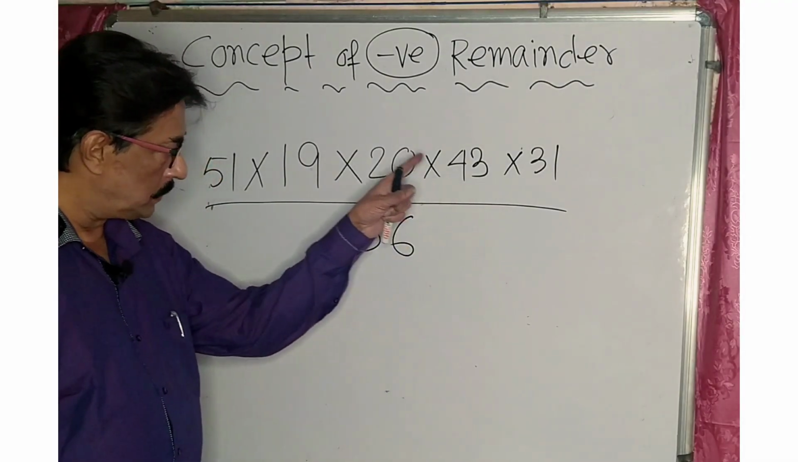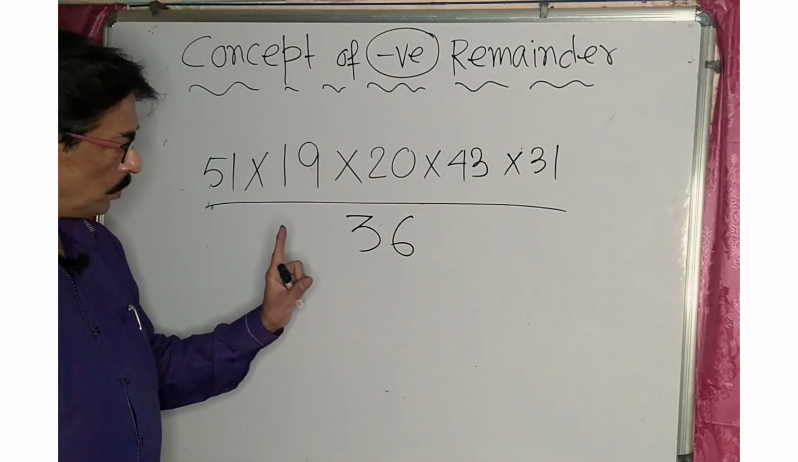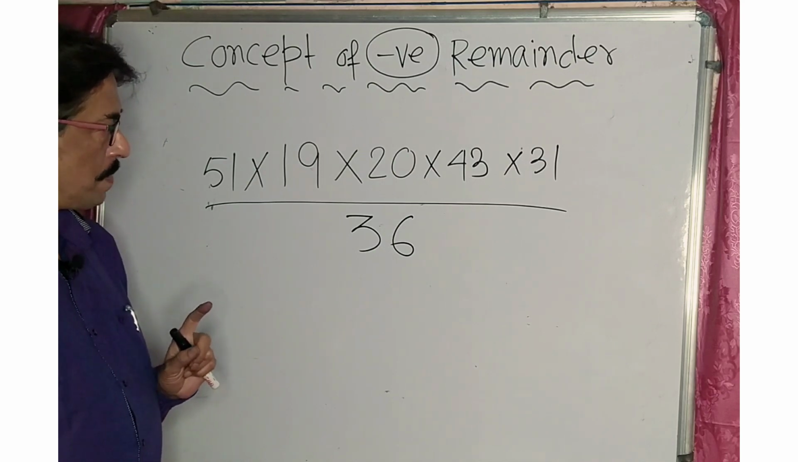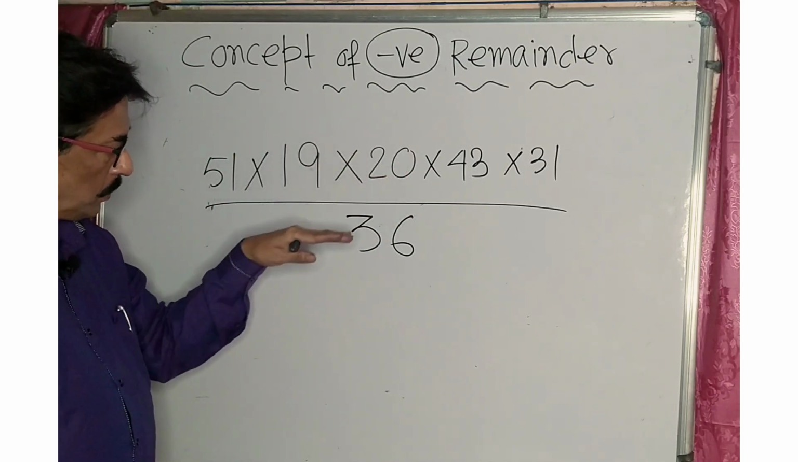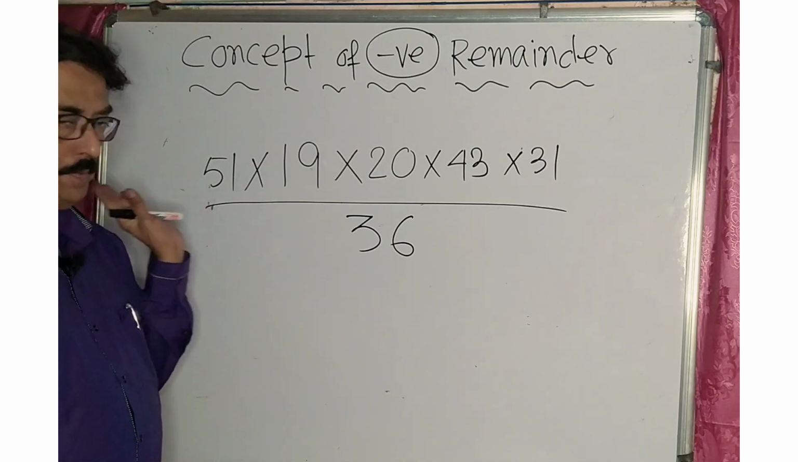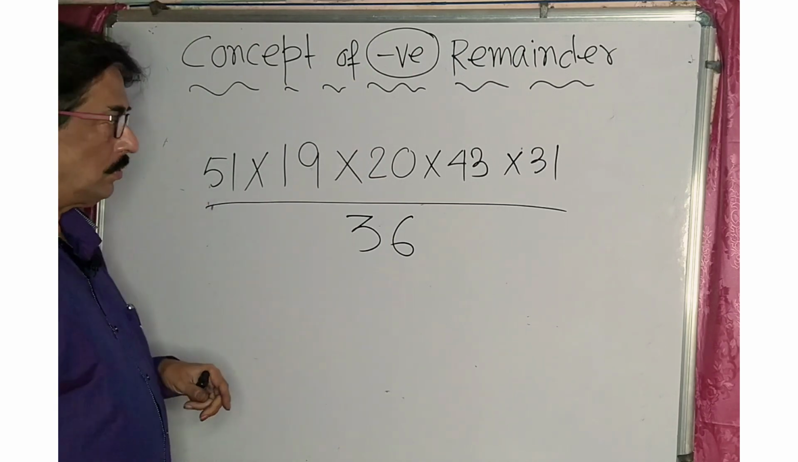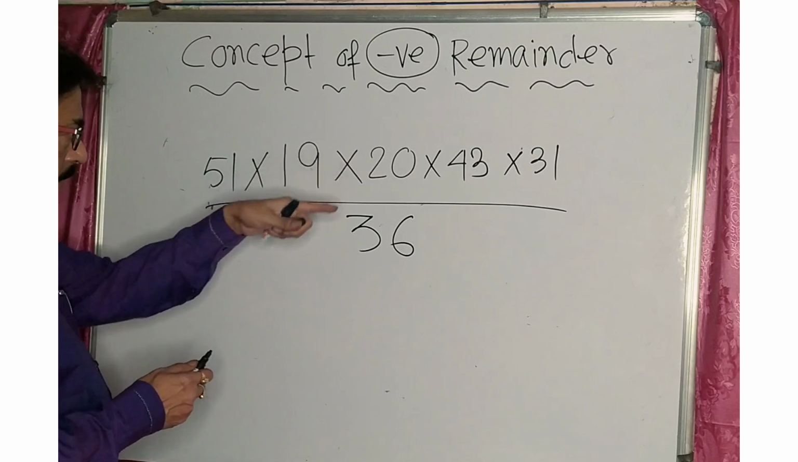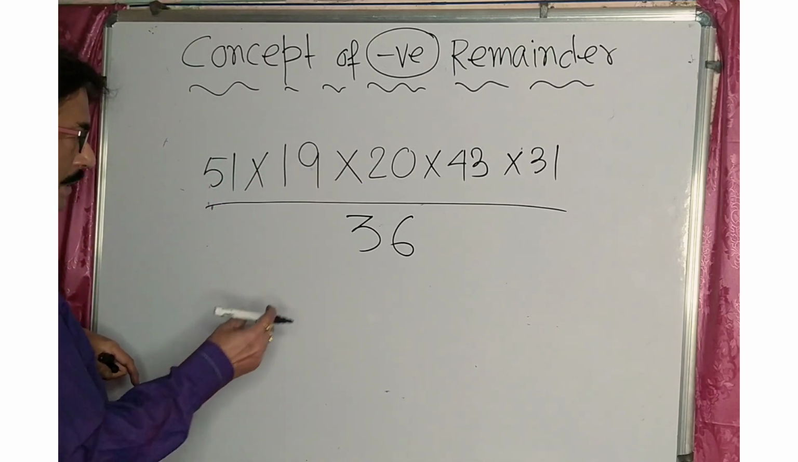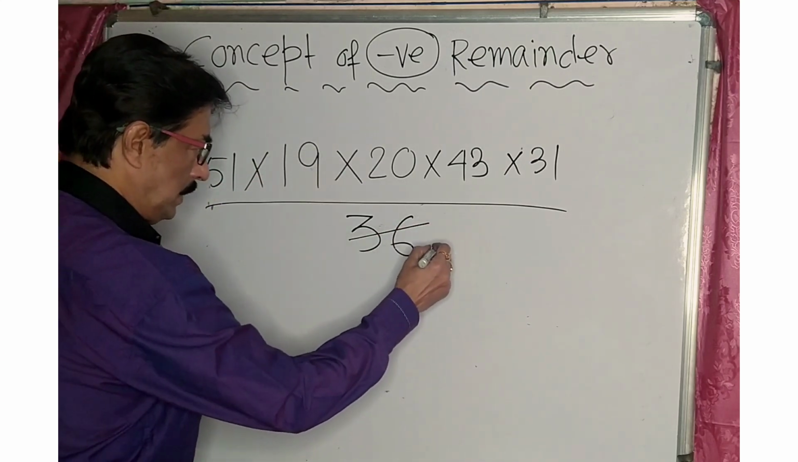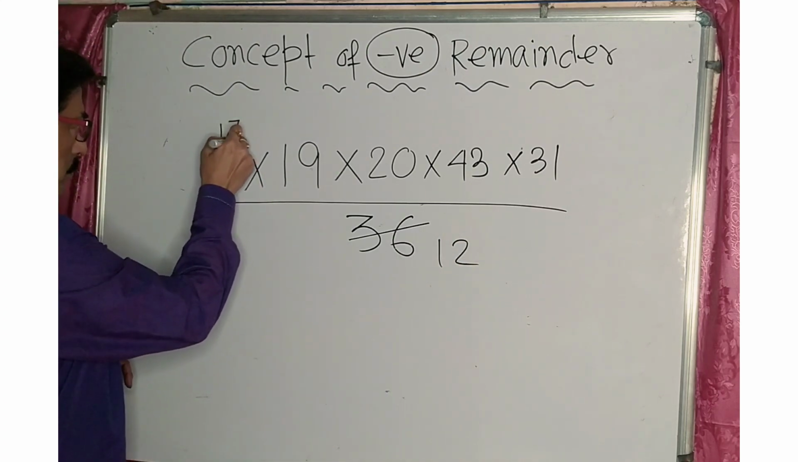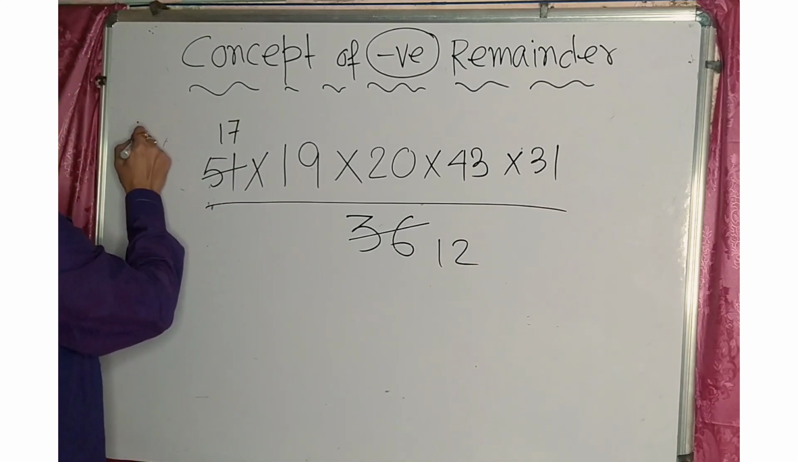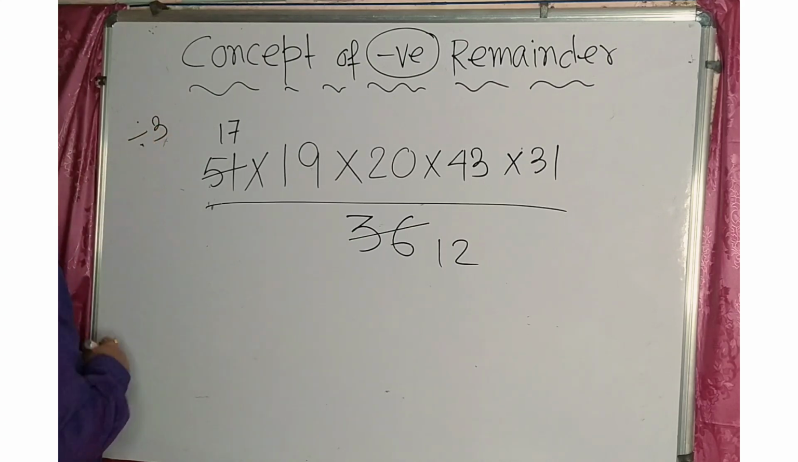Now let us consider another example. The most important question for your examination. They can give any expression and ask, when divided by the given number, what is the remainder? Now, first of all, observe the number. I can cancel by 3. So 3, 12 is 36. 3, 17, 51. I cancel by 3, remember it.